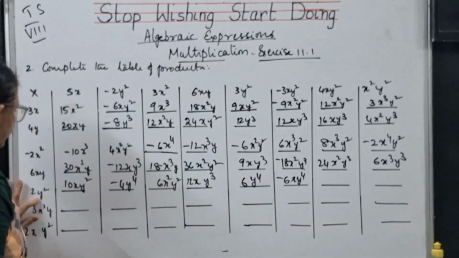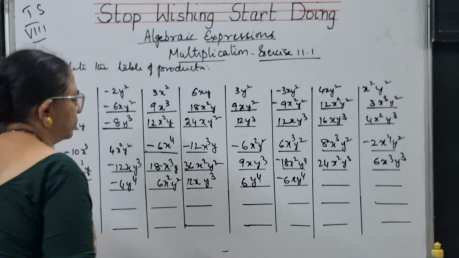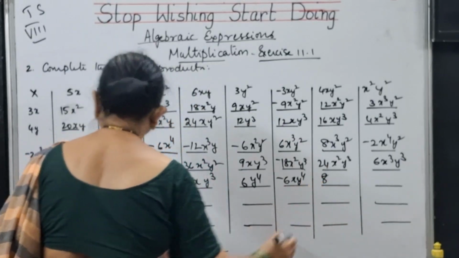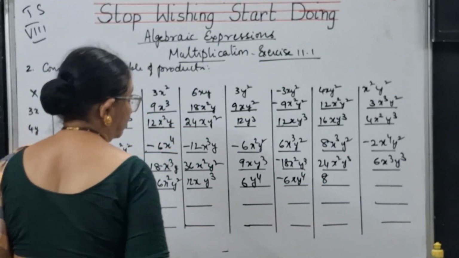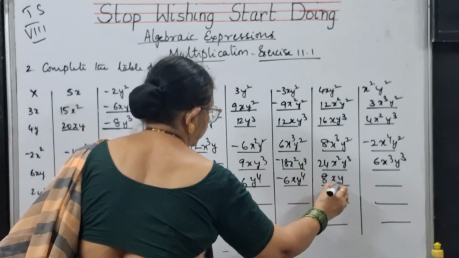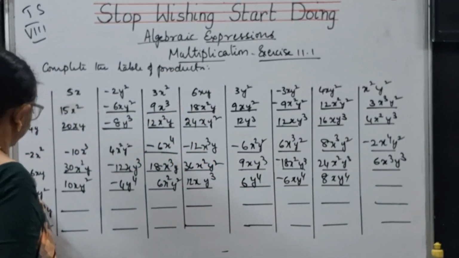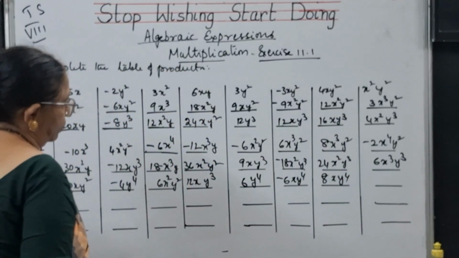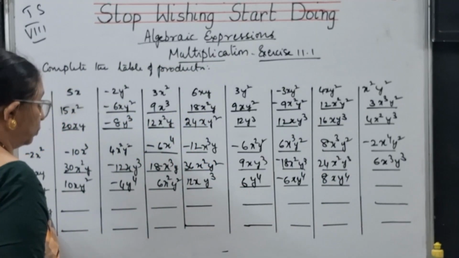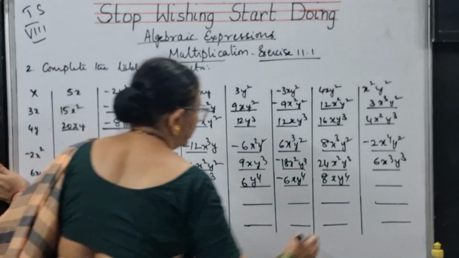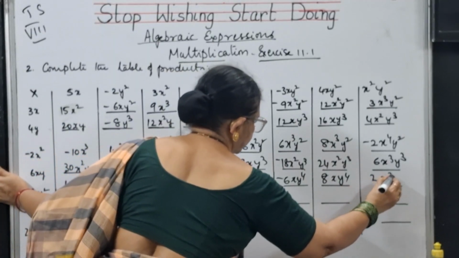Again, 2 4s are 8 x y to the power of 4, because there is no x, y square into y square, y to the power of 4. So 2 x square y to the power of 4.